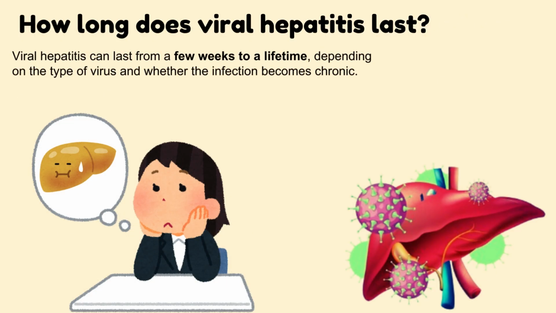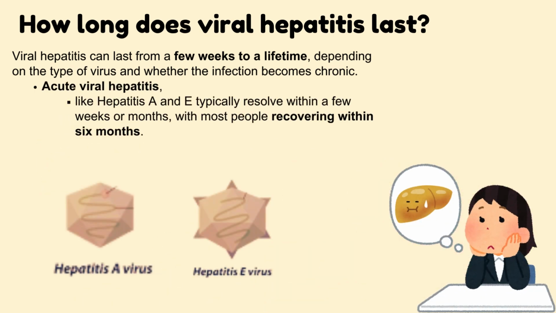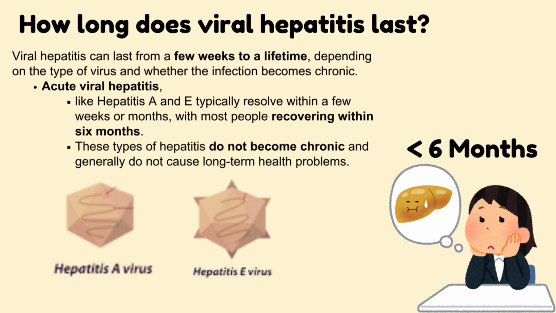How long does viral hepatitis last? Viral hepatitis can last from a few weeks to a lifetime, depending on the type of virus and whether the infection becomes chronic. Acute viral hepatitis, like hepatitis A and E, typically resolves within a few weeks or months, with most people recovering within 6 months. These types of hepatitis do not become chronic and generally do not cause long-term health problems.